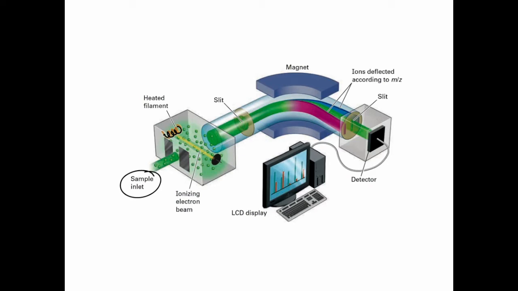The ions leave this ionizing chamber and are accelerated through the instrument using a series of slits. Then they enter a magnetic field, which is produced by the magnet shown here. Based on their mass to charge ratio, when these enter the magnetic field, they will be deflected to different angles, with lighter masses being deflected to a greater degree than heavier masses. By varying the magnetic field, we can sort these ions and direct one mass to charge ion through this slit into the detector where it's detected.